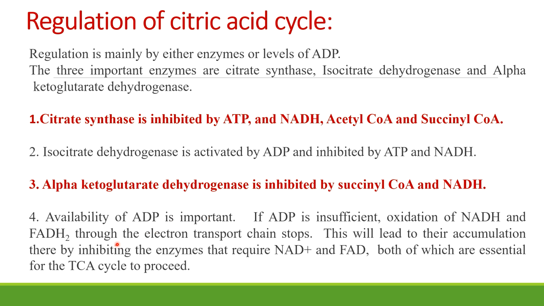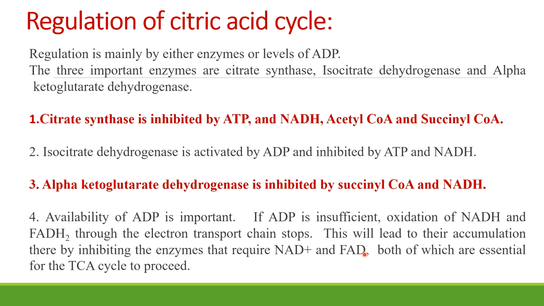So why is availability of ADP very important here? For the citric acid cycle to proceed, there should be sufficient ADP. And even oxidation of NADH and FADH2 through the electron transport chain stops if ADP is not there, because in the electron transport chain, their entry results in the formation of ATP.